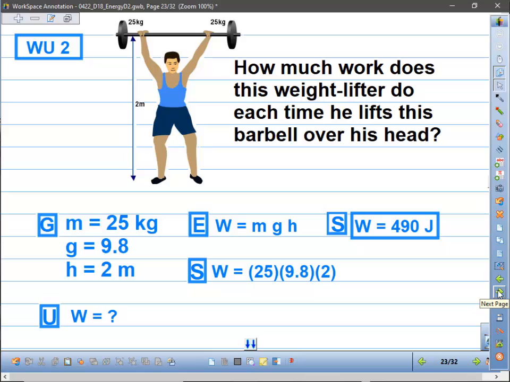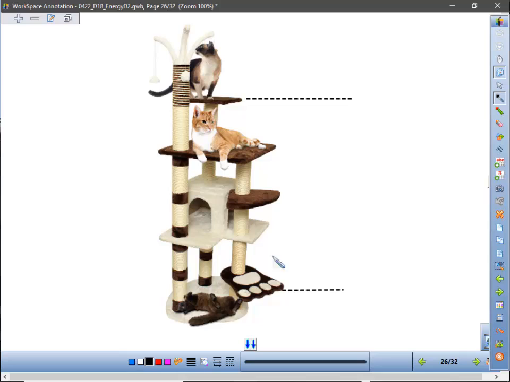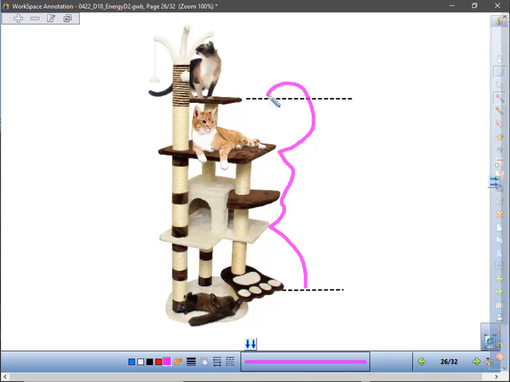All right, one more example for today. This is Kitty. Kitty is resting on his cat tower. Kitty has a mass of 2.3 kilograms. And Kitty goes up and down this tower quite a bit. So we want to figure out, what if Kitty goes from this step, right, and goes up to this step right here. Okay, so how much work does Kitty do going from here to here? How much work does Kitty do to get herself up that far?